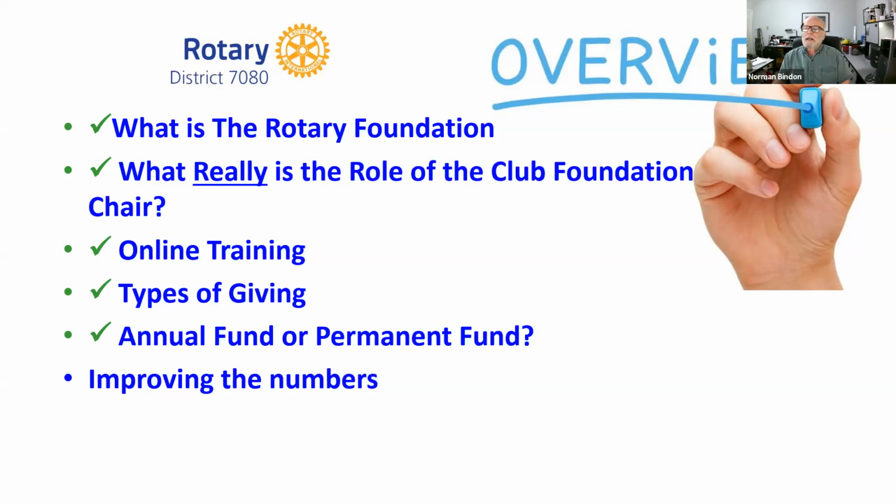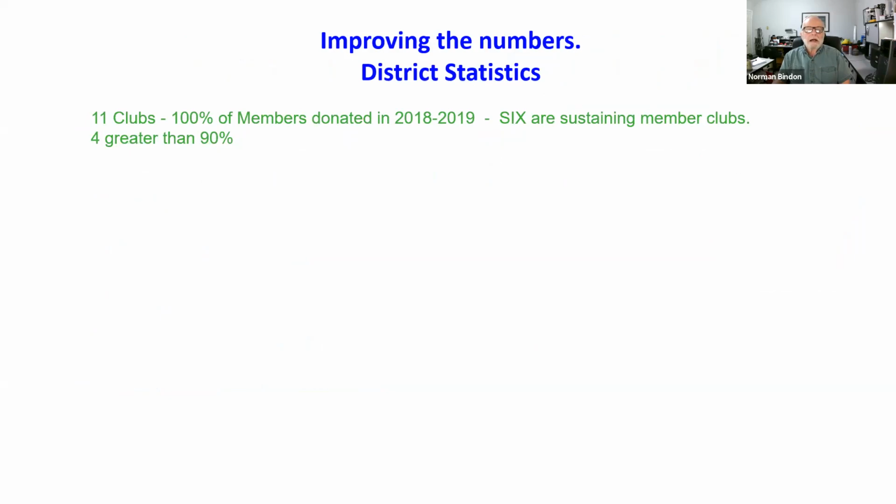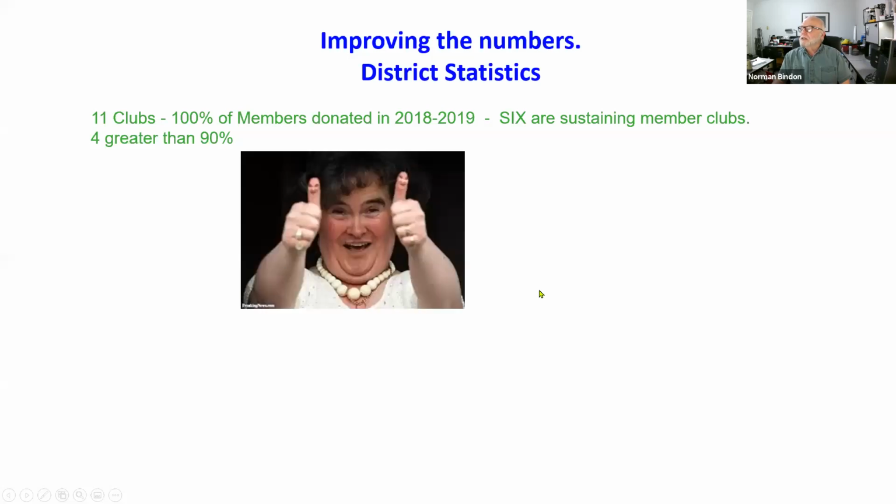So, on improving the money, I'm going to give you a little bit of district statistics. I talked earlier about the importance of this being our charity. In 11 clubs, 100% of the members donated last year. 6 were sustaining member clubs, which means every member gave at least $100. 4 clubs had greater than 90% donating. And that's very good, and congratulations.